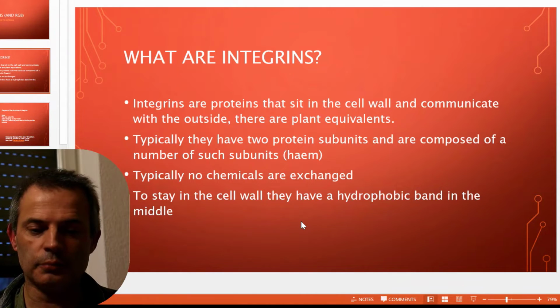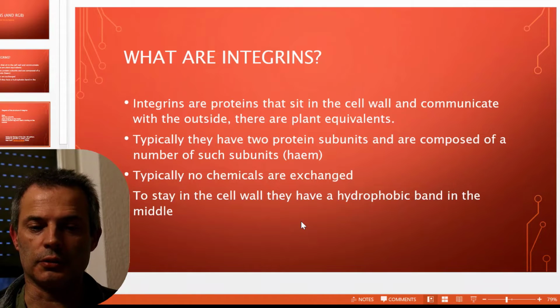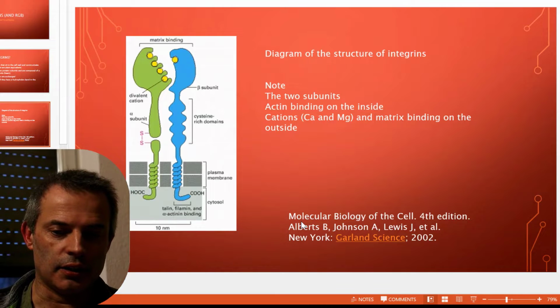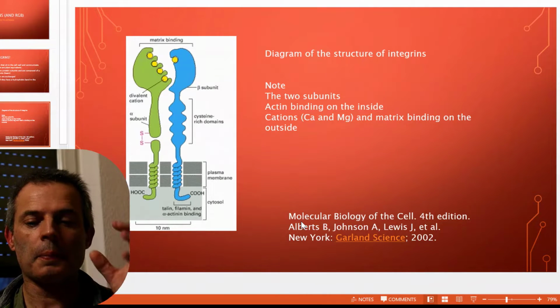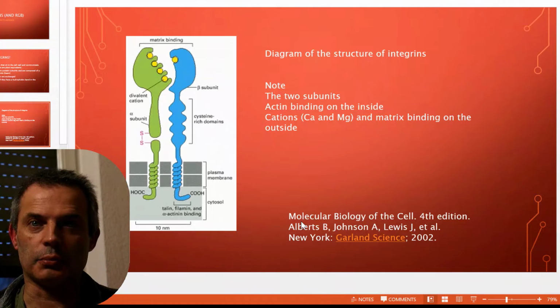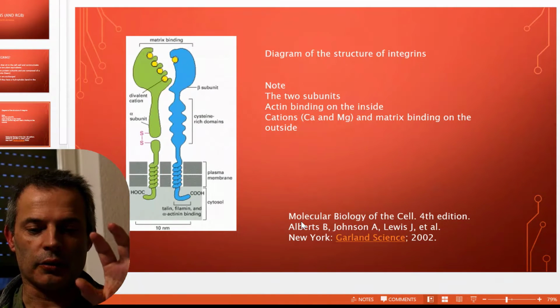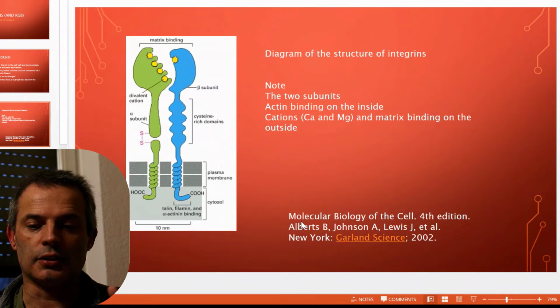But they do allow a signal through, and to stay in the cell wall, they obviously have a hydrophobic region. This is a diagram of them. The green one is the alpha subunit, and the blue one is the beta subunit. The difference is this sulfur-sulfur cysteine bridge between two parts of the alpha subunit. The outside bit is what's going to attach to its target. It says matrix binding. On the inside, we can see it's going to bond to actin, which is the skeleton of the cell.